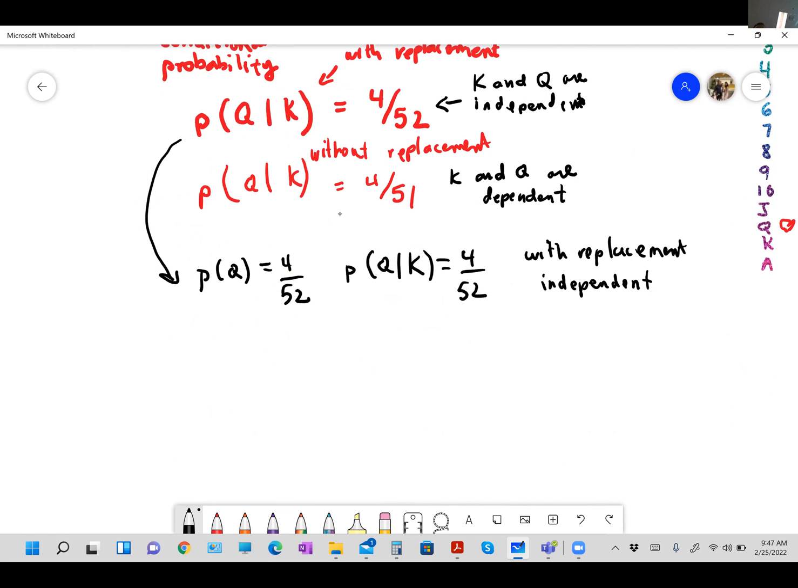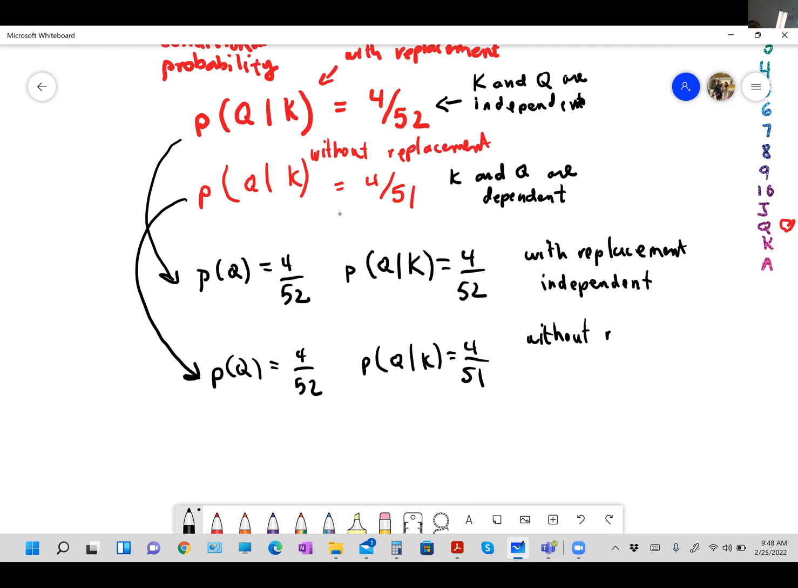Now, in the other case, yes, the information is that you put the card back in the deck. In one case, you're resetting the stack. In the first case, where you're putting the card back, you're resetting all the probabilities to the original. But in the other one, you have a change. In this other one, the probability of queen by itself is 4 out of 52, and the probability of queen given king is 4 out of 51. Therefore, this is without replacement.